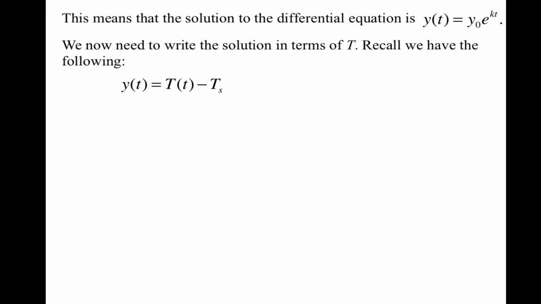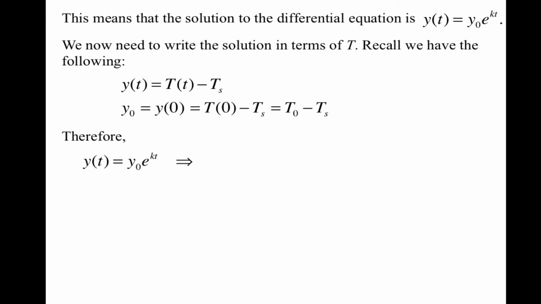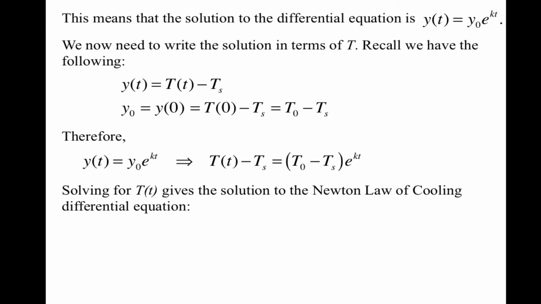So recall that we have the following. y of t will equal T of t minus T sub S, where y naught equals y sub 0, which will equal T of 0 minus T sub S, which would be our T naught minus T sub S. So therefore, we can rewrite this as T of t minus T sub S equal to T naught minus T sub S times e to the kt. So now solving for T of t gives us the solution to Newton's law of cooling, which is the following.